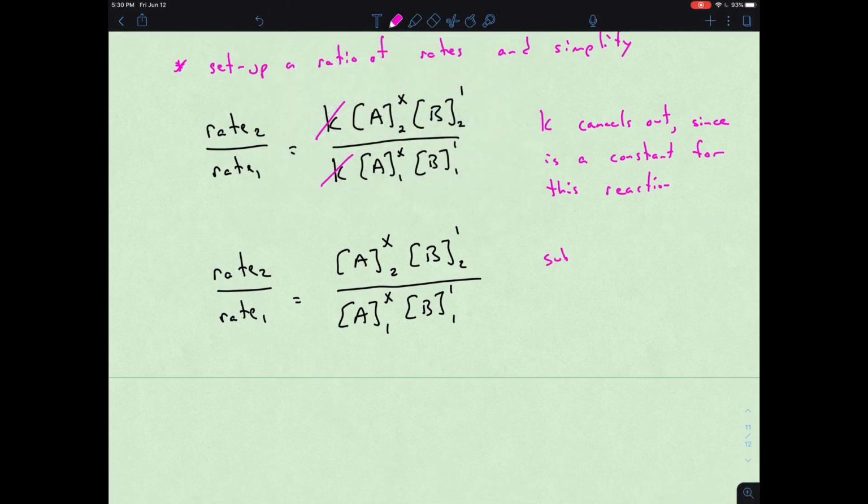So now we substitute our values in from the trials and solve for our reaction order.